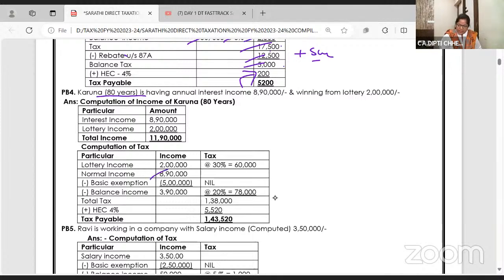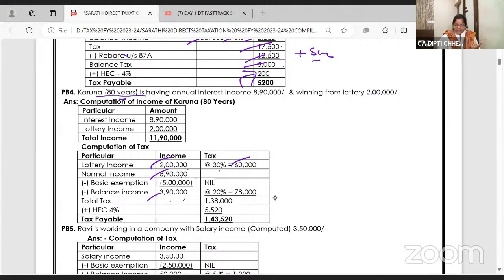8,90,000 is interest income and lottery is 2 lakh. So special income: lottery 2 lakh, special tax. Out of 890, 5 lakh basic exemption. Now why 5 lakh? I'm just applying the concept which I have taught now. Why 5 lakh? Because this 5 lakh is basic exemption. She is 80 years and above.